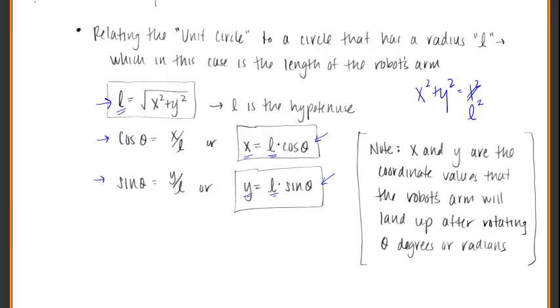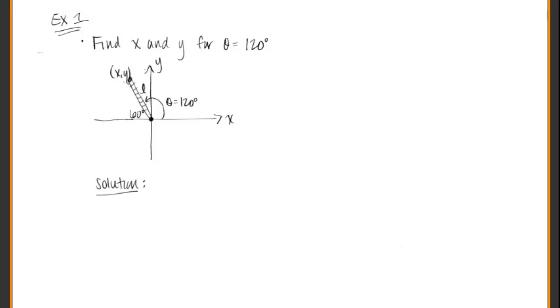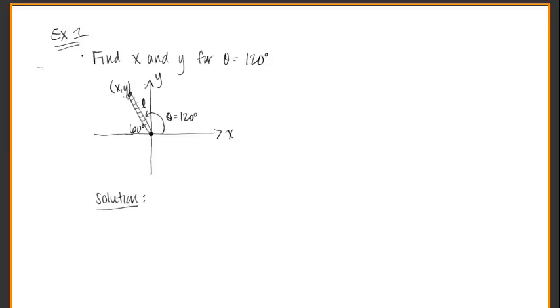So let's go down to example 1. Example 1 is saying that we have an arm length, we're just going to still call it L, and we want to know that if I rotate this 120 degrees, where am I landing at?